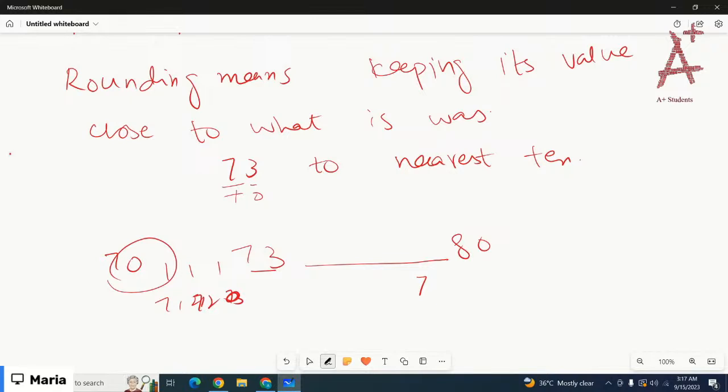Okay, so the next number is 62. 62 to the nearest 10. So 62 is rounded off to 60 or 70? 62 is rounded off to which ten, 60 or 70? Yes, 62 is rounded off to 60 because it is just two steps away from 60. Right?